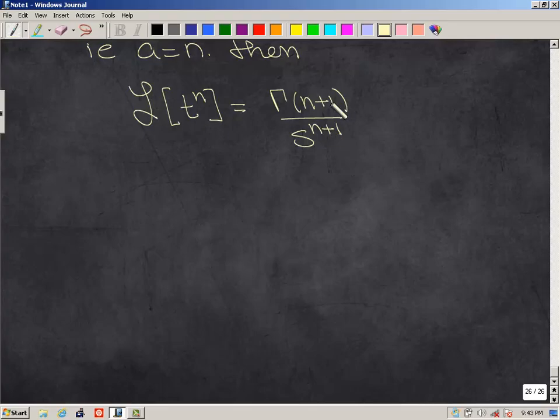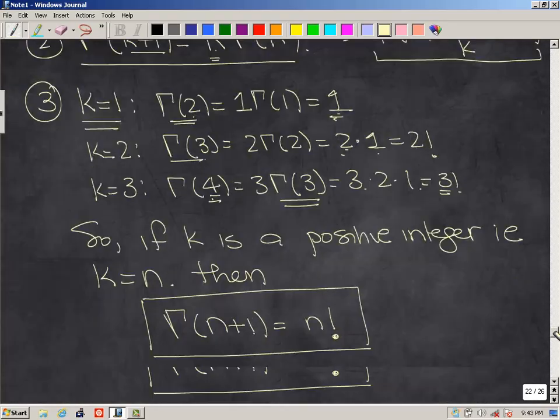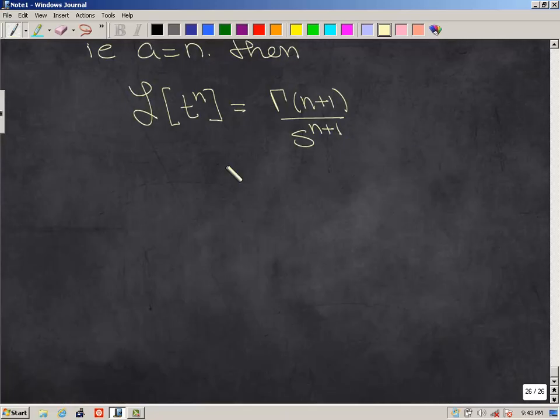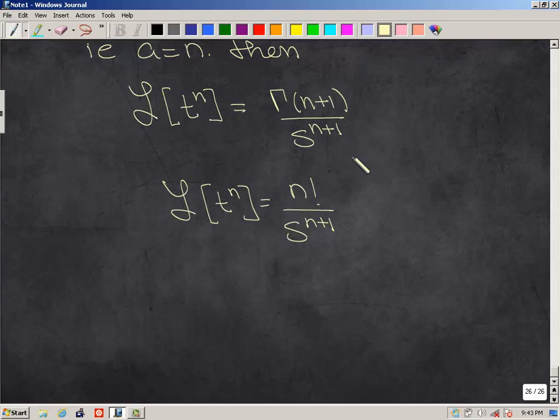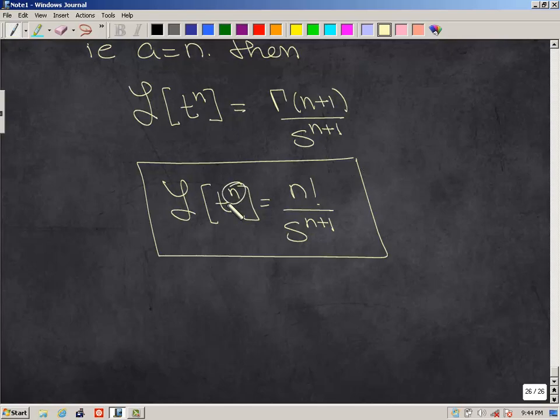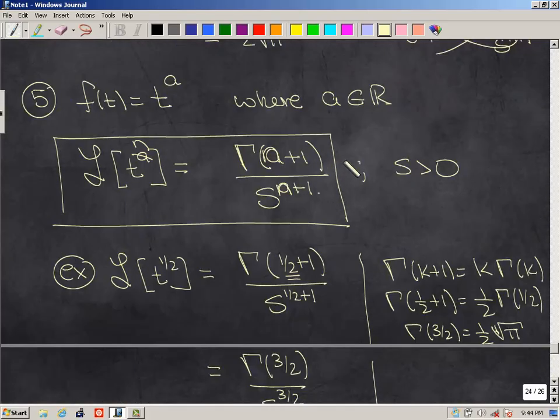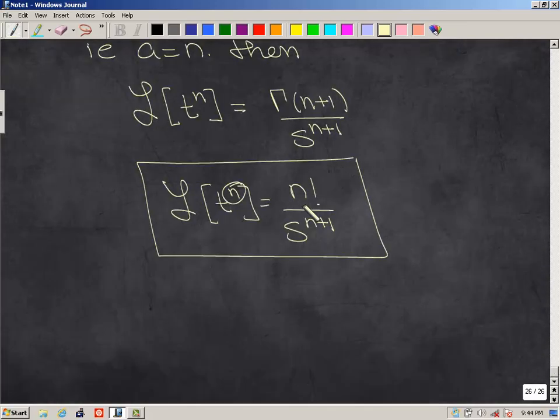Okay, but what is gamma of n plus 1? It's right here. Gamma of n plus 1 is n factorial. So this gives you the formula that we already knew, which gives us n factorial over s to the n plus 1. This is the formula we derived in class for the Laplace of a power function where n is a positive integer. So we can verify that this formula is a more general formula. You can see how the gamma function is a factorial function because you generate the factorial there. Okay, that's pretty much it for the gamma function.